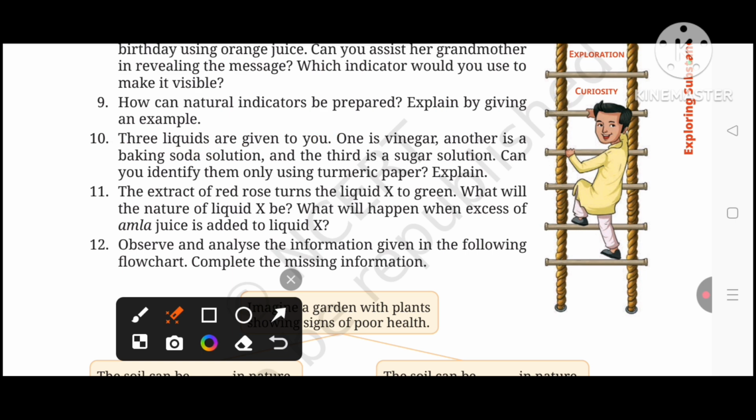Three liquids are given to you. One is vinegar, another is baking soda, and the third one is a sugar solution. Can you identify them using only a turmeric paper? Explain. As we know, vinegar is acidic in nature, baking soda is basic in nature, and the sugar solution is neutral. With the help of turmeric, we can only identify a basic solution. So we cannot distinguish between an acidic solution and a neutral solution, that is, the vinegar and the sugar solution. So we cannot identify them using a turmeric paper.